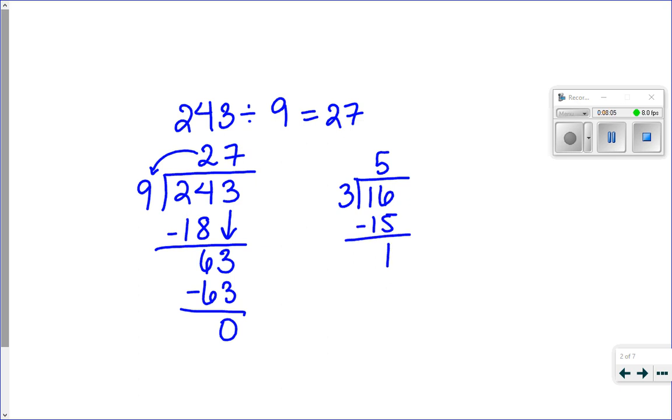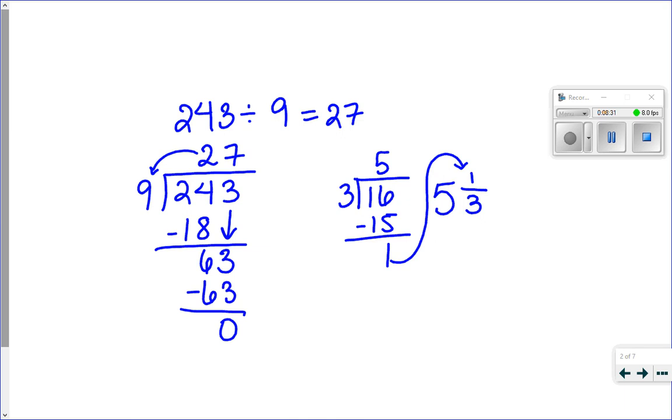So just a reminder, when you have that, then you can write your answer as 5. And then you can take that remainder and put it over the number you divided by. Okay, so that remainder goes as the numerator of your fraction. And then if we were dividing by 3, that would be the denominator. And we would write our remainder as a fraction and leave our answer as a mixed number, because we're going to do that with polynomials today.